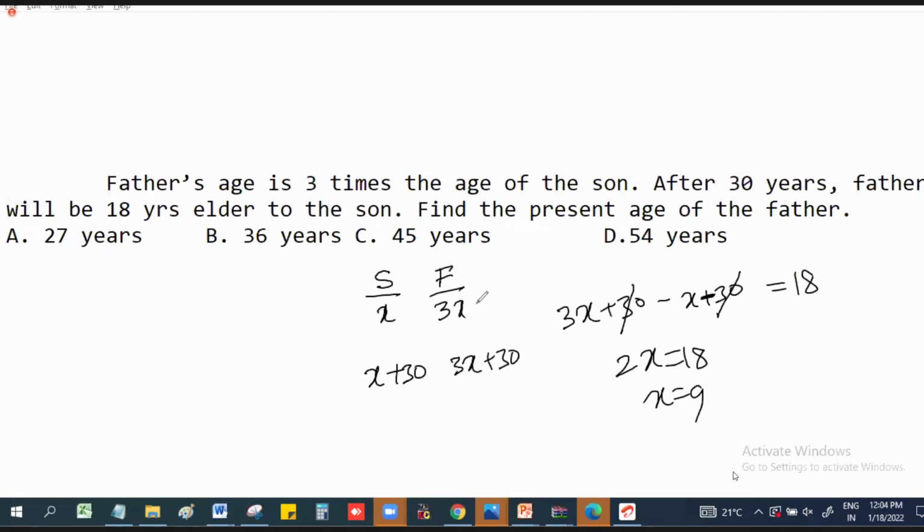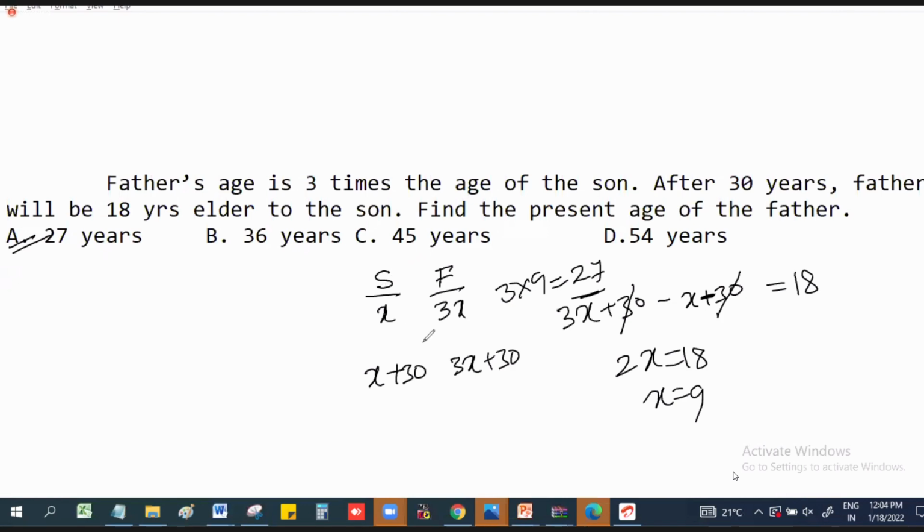Whom age you want? Father age. When you want present? So present is nothing but 3 into 9. 9 3s are 27 years. So which option was right? First option is right. Which option is right, Nana? First option is right. Now first option is going to be the correct answer.